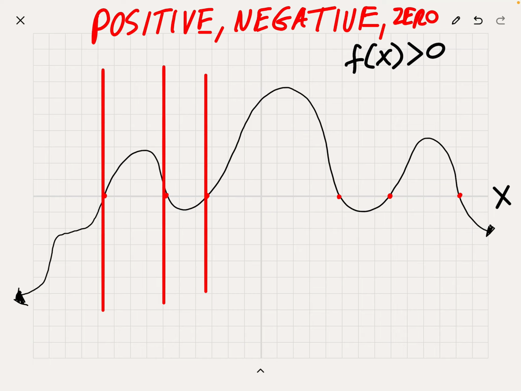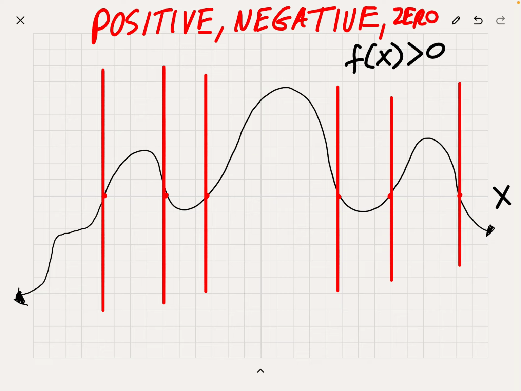All right, one thing I see sometimes is you guys are mixing the turning points with these points. The turning points only matter when you're trying to determine whether it's increasing or decreasing. When you're trying to determine if something is positive or negative, you've got to find out where the graph crosses the x-axis. So once we know that, we're going to go ahead and label these.